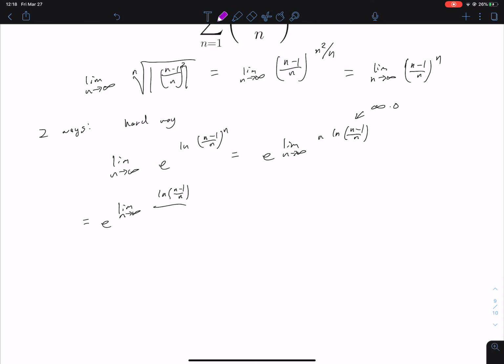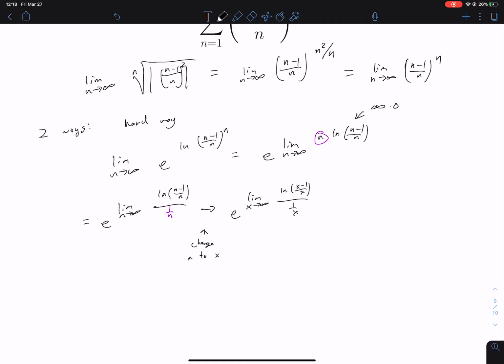So where's this coming from? This becomes the 1 over n in the denominator. Now I'm going to use L'Hopital's rule. The inside must be quotient ruled. Technically I should be doing x's here. If I'm going to do L'Hopital's rule, I should be using x's.